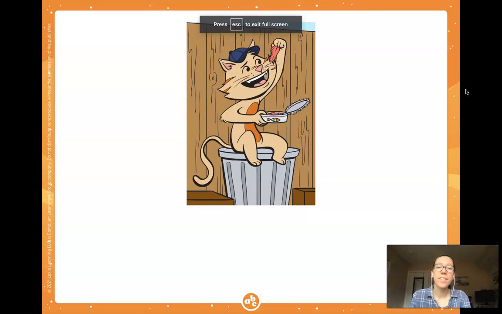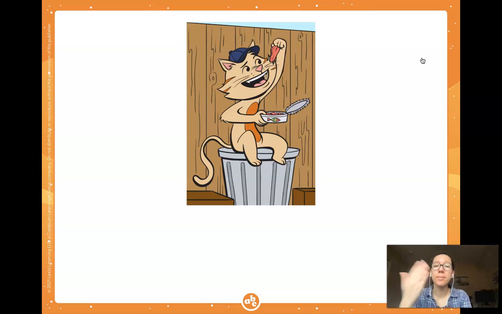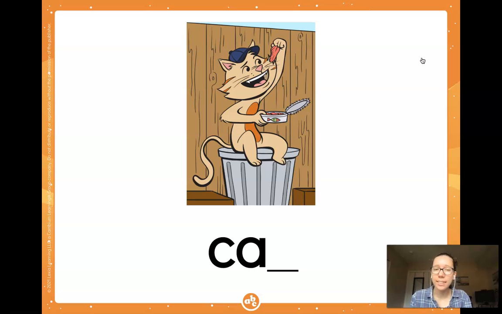Now here, friends, we have a cat wearing a cap. The cat is wearing a cap. Let's say those words together. Cat, cap. Awesome. So each of these words has the same beginning and middle sound. C-A, but the ending sound is different. Let's start with the word cat. What ending sound do we hear in the word cat?